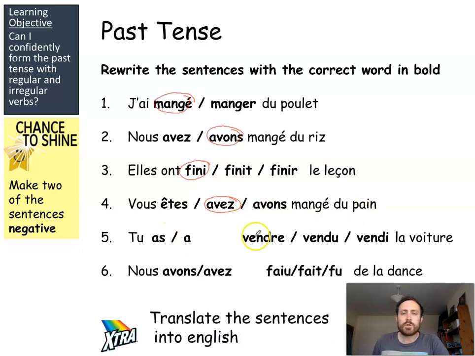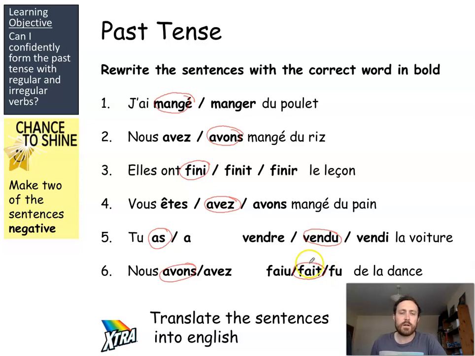Number 5, now we've got 2 parts that we have to choose. Is it tu as with an s or tu as without the s? It's with the s because it's with the tu form, and it's the middle one here. We take off the re and we add a u for re verbs, and that is you sold the car. La voiture means car. Nous avons, nous avez. Well, we know that it's nous avons, so ons. And this one here is an irregular verb, so it's not fut, it's not fait. That would be a regular structure. It's actually its own structure, F-A-I-T for this one.